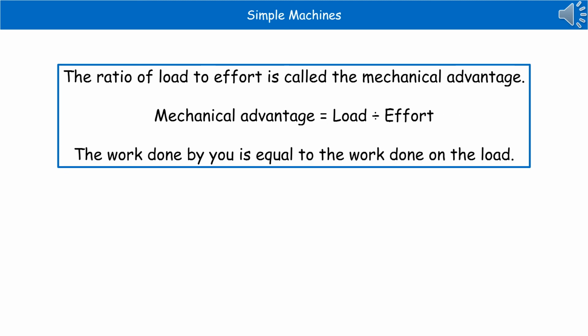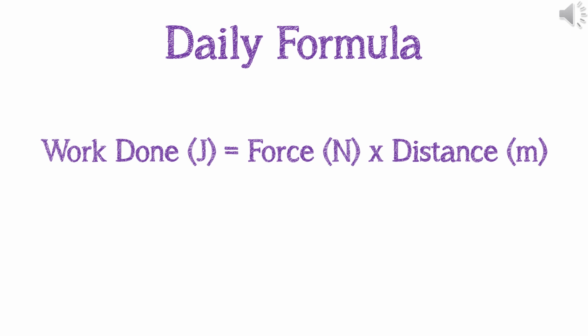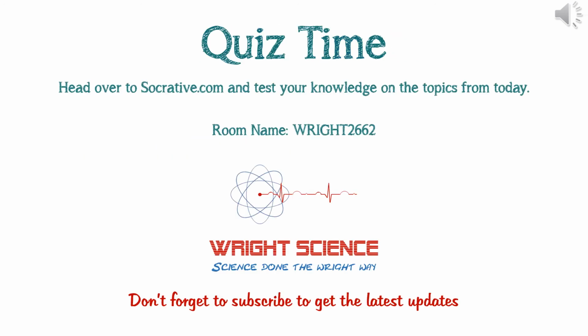The idea behind these simple machines is to give you something called a mechanical advantage. So the ratio of load to effort is the mechanical advantage, and we can work it out by doing the load divided by the effort. So the work done by you is equal to the work done on the load. For the last time of the day then, our daily formula is work done in joules is the force in newtons times the distance in meters.